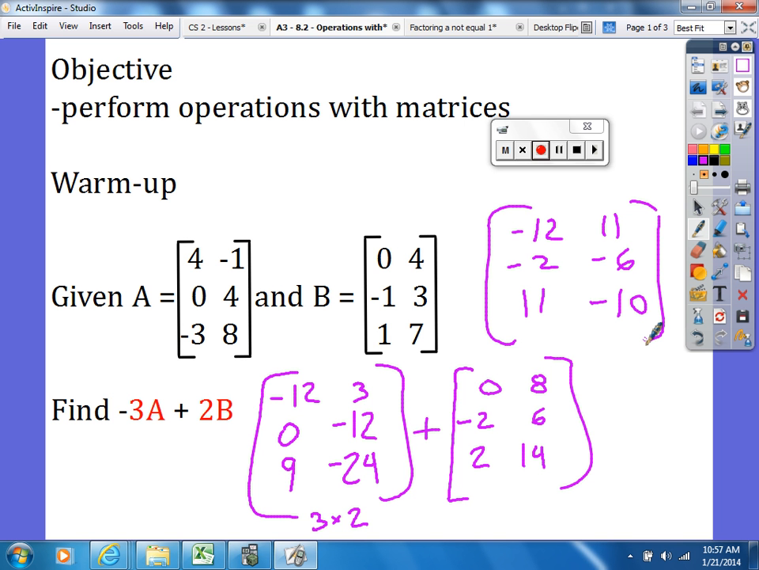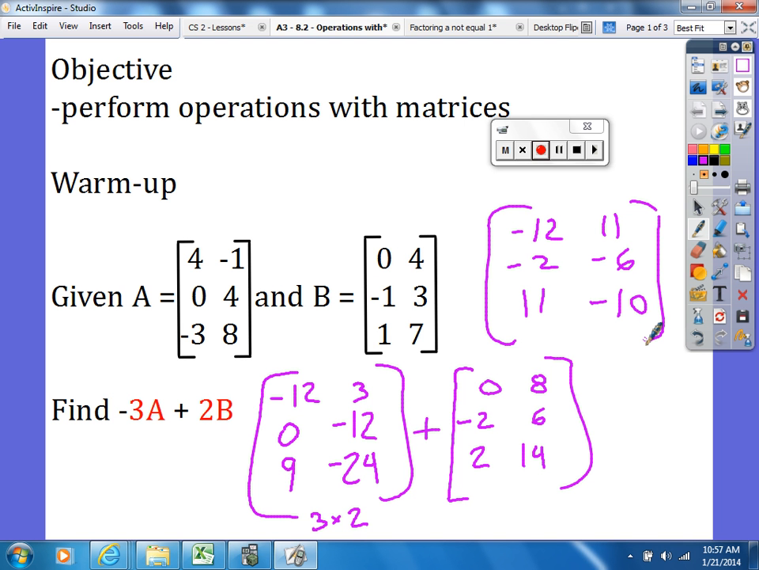Raise your hand if you have that. Excellent. You get to write not possible. So if they're not the same size, you cannot add. Right? Does that make sense to everybody? So we all remember adding and subtracting matrices, right? We remember multiplying by a scalar.